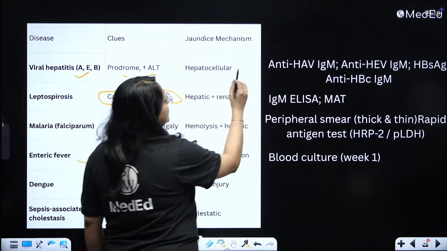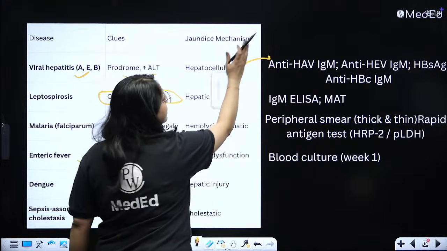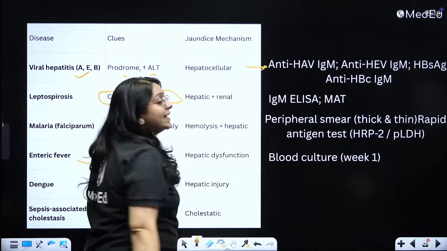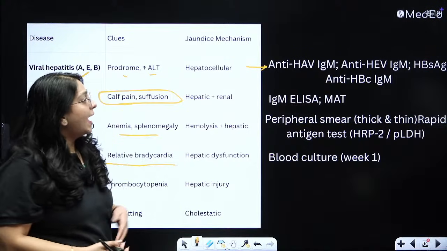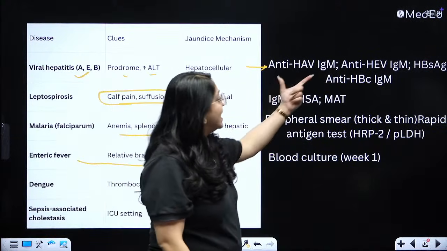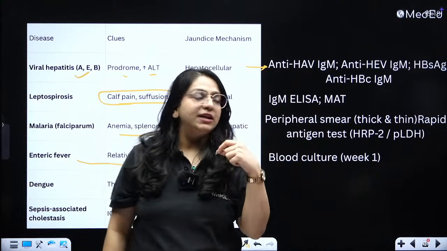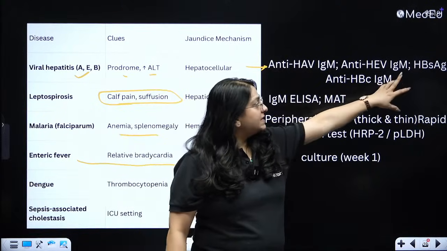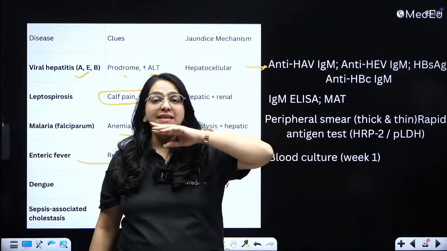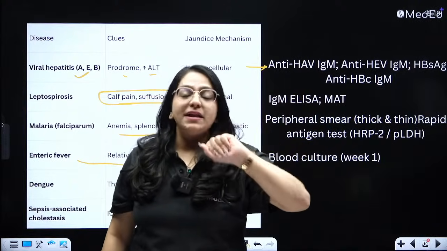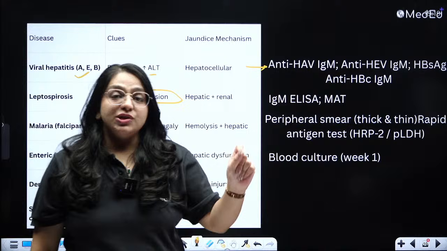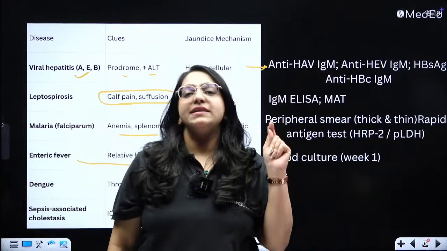Of course, for hepatitis you have to do the hepatitis panel, where you test for anti-HAV IgM and anti-HEV IgM, because A and E are both feco-orally transmitted hepatitis viruses which can lead to jaundice. Then hepatitis B surface antigen and anti-HBc IgM. So out of all the hepatitis viruses, antigen detection is done for hepatitis B.